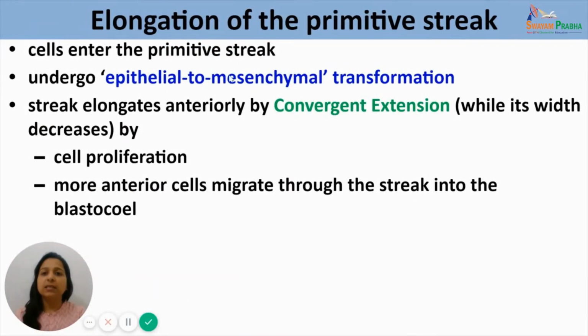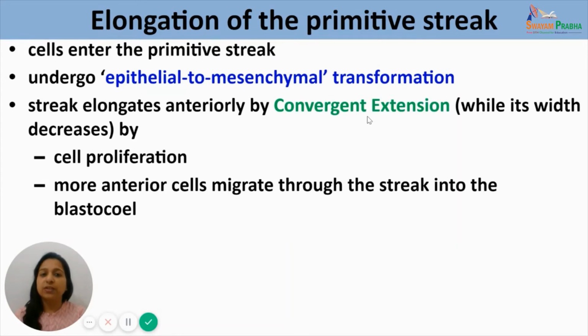As the cells enter the primitive streak, they undergo an epithelial to mesenchymal transformation, with which the streak is able to elongate anteriorly, that is toward the head region of the embryo. As the streak elongates, it increases its length, and its width decreases concomitantly. Now this anterior elongation of the primitive streak occurs by convergent extension.